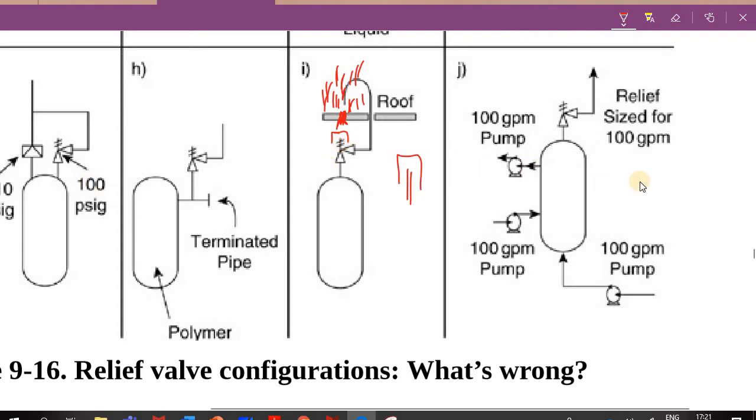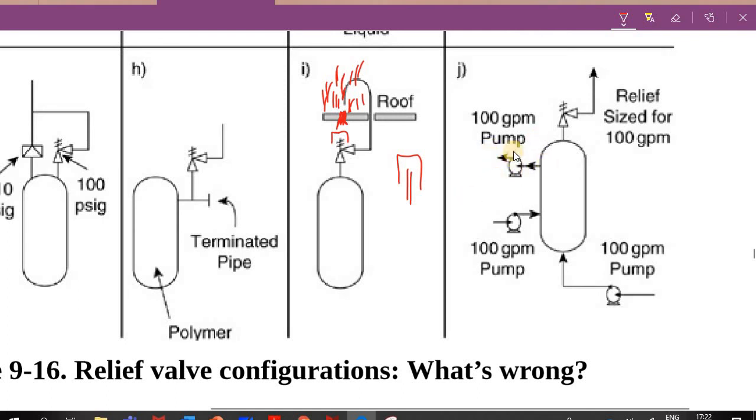Okay, now going to part J. Part J gives you some more information than usual. We have a 100 gallons per minute pump, and another 100 gallons per minute pump, and then we have an output of 100 gallons per minute, and the relief size is also for 100 gallons per minute. Does that sound good for you or not? If you do your math correctly, you're going to see that this is sized for only 100 gallons per minute, and actually what do I have? I have 200 in.